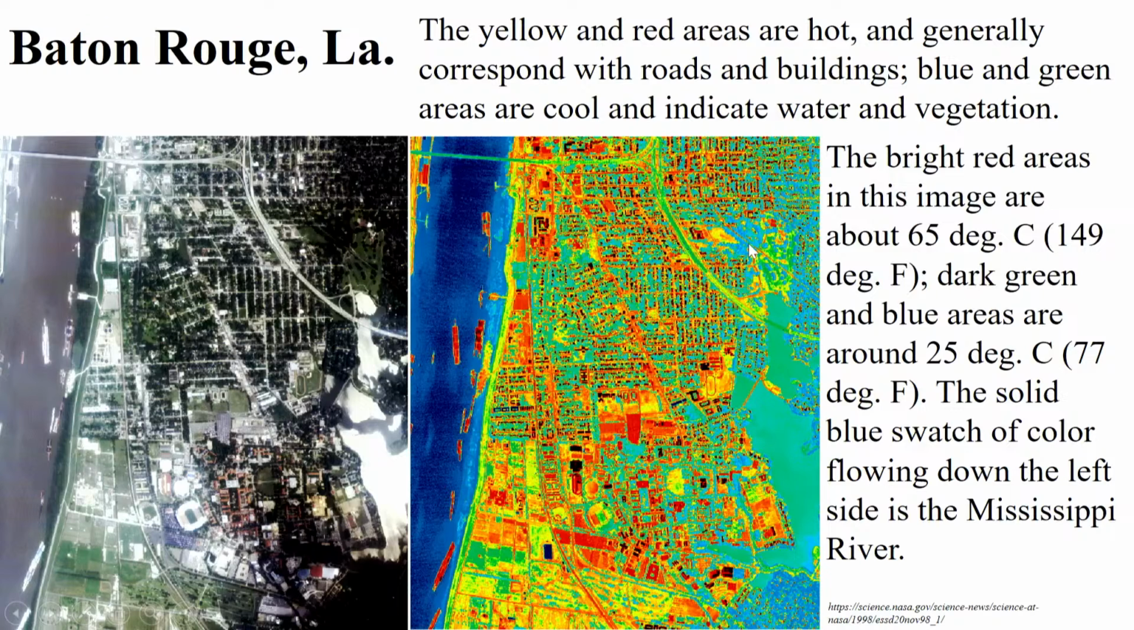According to the information which is retrieved, the bright and red areas in this image have a temperature of approximately 65 degrees centigrade, that is 149 degrees Fahrenheit, and the dark green and blue areas are 25 degrees centigrade. Here you can see that the locations without vegetation, the buildings and roads, are showing a temperature near 65 degrees, but the locations which have vegetation are showing a temperature near 25 degrees. So you can see that there is approximately a 40 degree variation in the detected temperature in daytime.